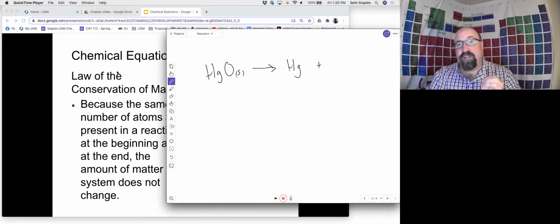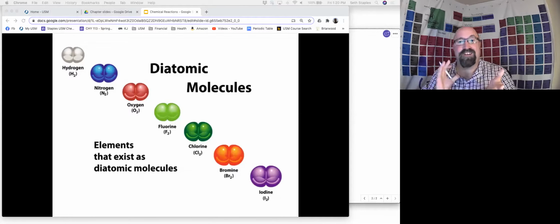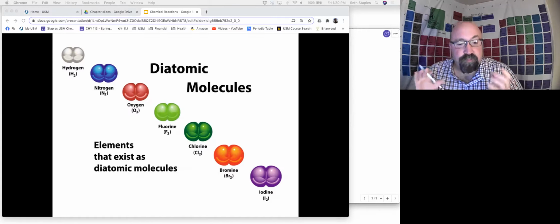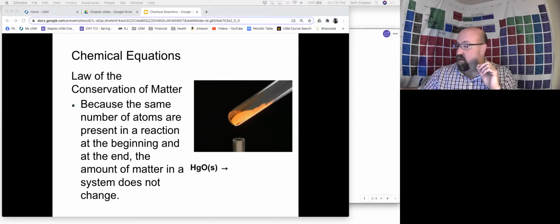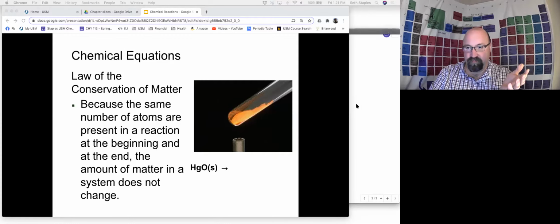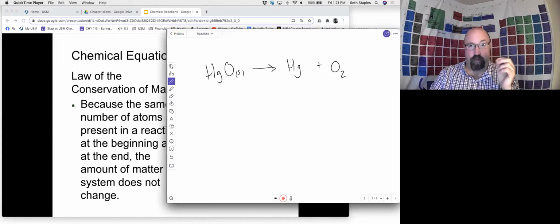But now, one of the things that we have to remember is that oxygen is one of our diatomic molecules. And so whenever oxygen exists by itself, it's always going to exist as O2. That's very, very important for us here, because now that oxygen has to exist this way as O2, that oxygen has to now exist as O2.